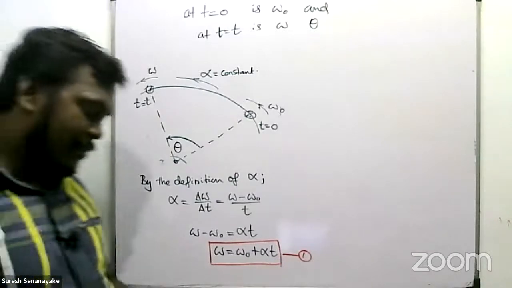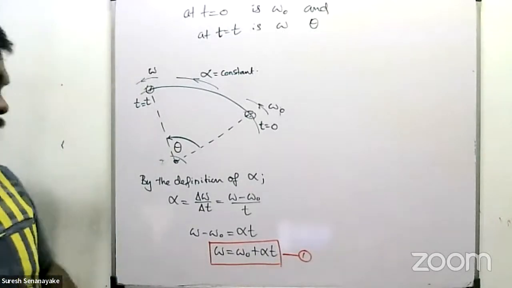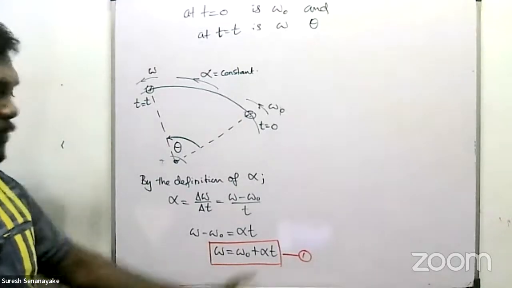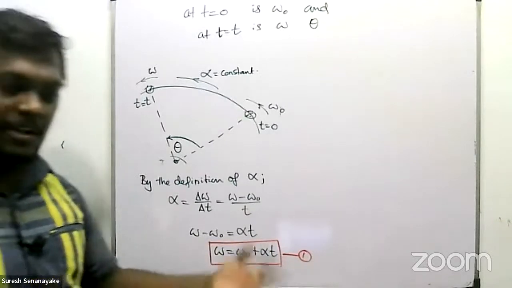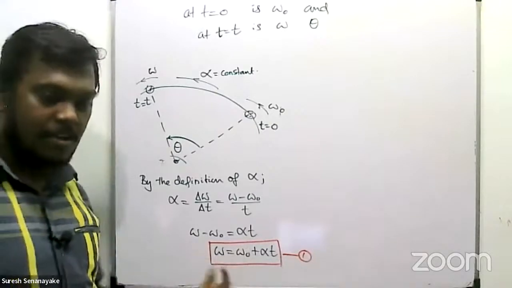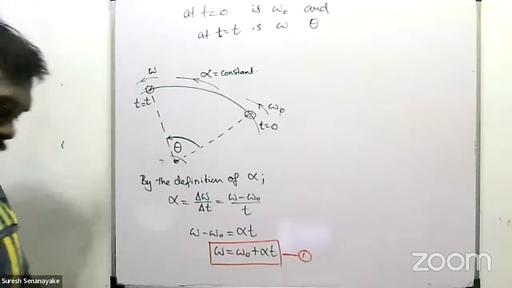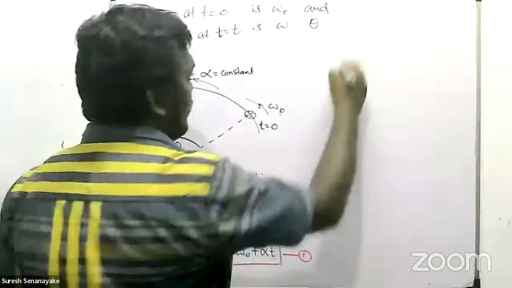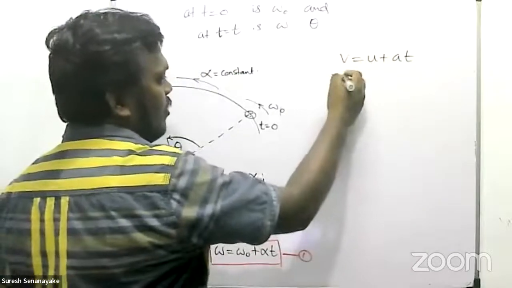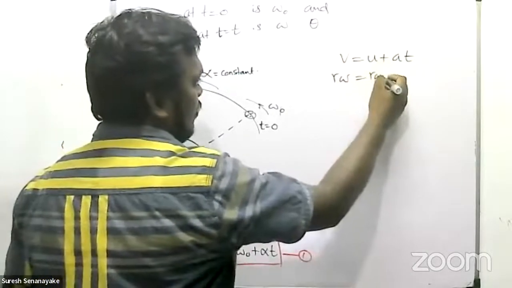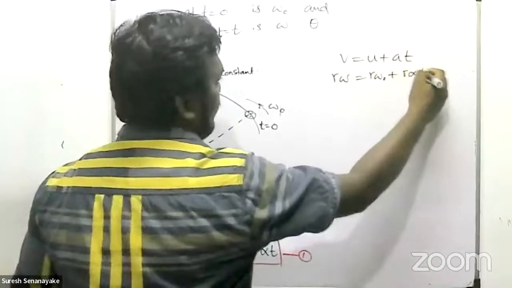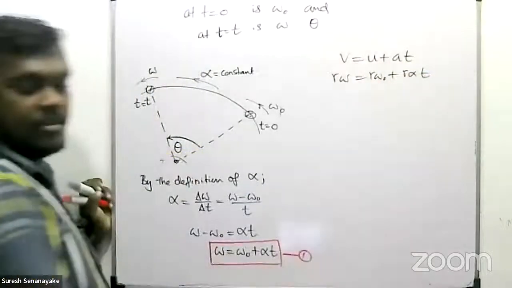This equation is similar to the equations of linear motion. Omega corresponds to the final velocity, omega naught corresponds to the initial velocity, and alpha angular acceleration corresponds to linear acceleration, and time. This is v equals u plus a t. Similarly, omega equals omega naught plus alpha t. I'm not going to prove all this. You can write v as r omega, and this is r omega naught. The tangential acceleration a equals r alpha, and r cancels. The same equation you can obtain with that.